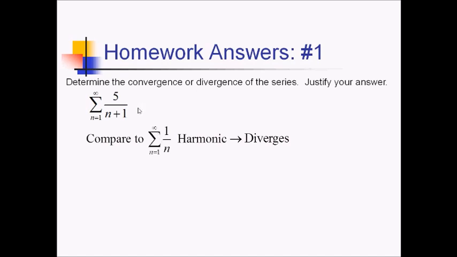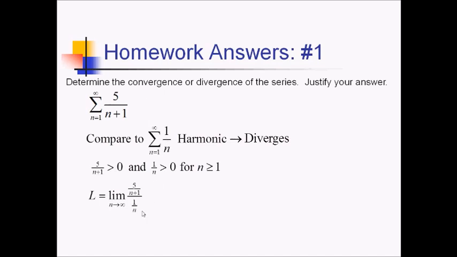Let's start by verifying these are both positive series. So we've got this first series here being positive for all n values 1 or greater. Second, same thing for the harmonic series. So since these are both positive for n greater than or equal to 1, we can go ahead and use limit comparison. So let me take the limit as n approaches infinity of the original series over the comparison series, the harmonic series in this case.